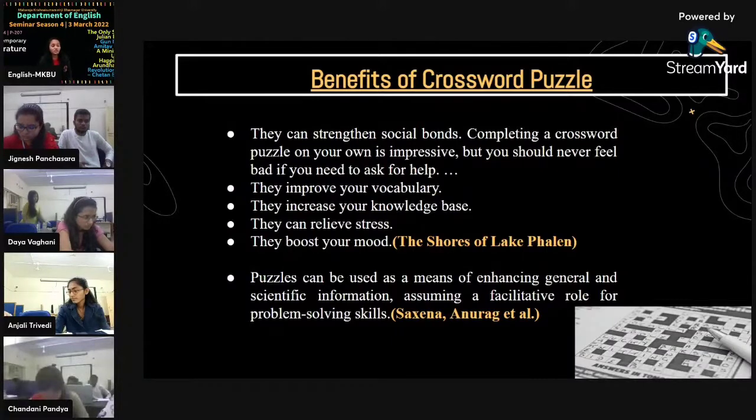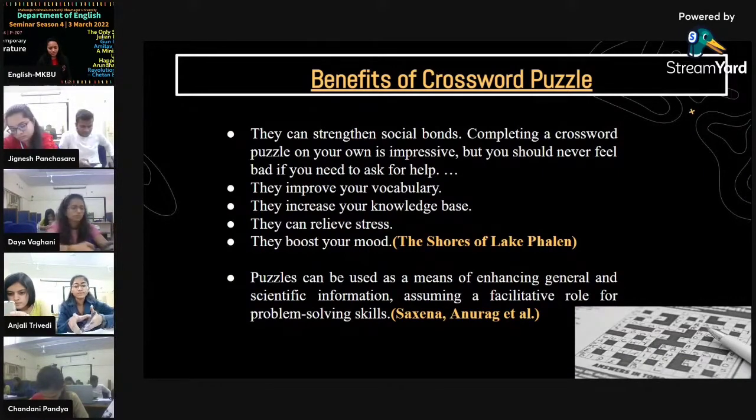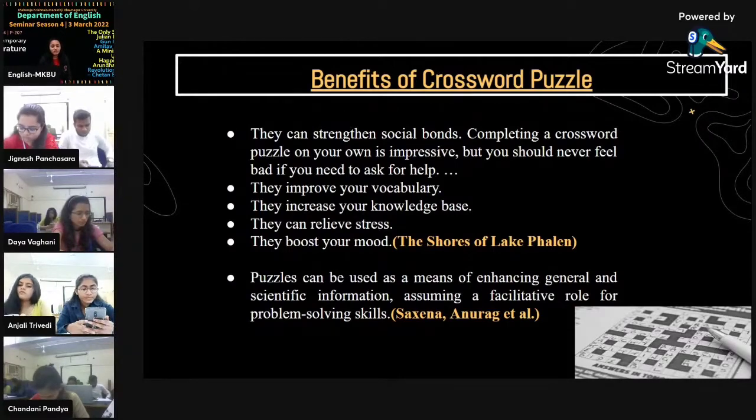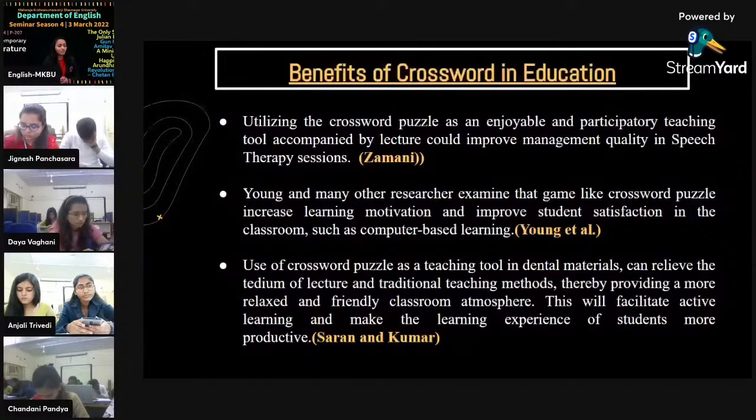But in this novel, Julian Barnes is trying to prove other things through the crossword puzzles. Saxena has done research on the crossword puzzle as active learning in undergraduate pathology and medical education. In that research, he says that puzzles can be used as a means of enhancing general and scientific information and as a facilitative role in problem-solving skills. What are the benefits of crosswords in education? We find in every field of education that gaming plays a very important role.